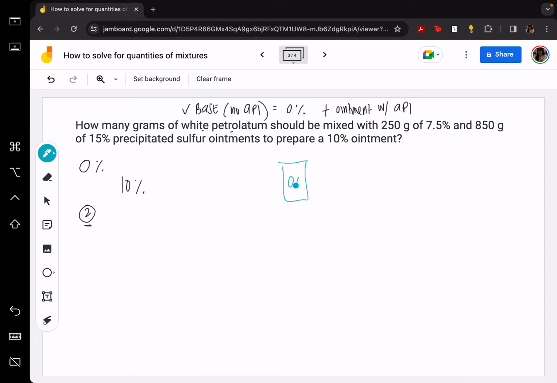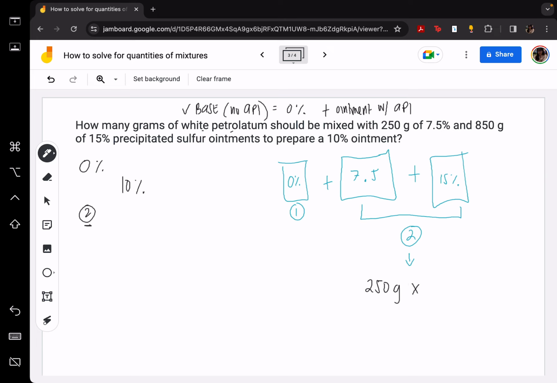So again, you have a 0% here. And then what we're doing instead is this one is the first raw material, and the second raw material is basically your 7.5 and your 15%, which are presumably mixed already, right? That's the scenario here. So how do we find the second raw material? This is how we should do it. 250 grams times, still the same, 7.5%. To find the final concentration of the two submixtures, 850 grams times 15%.